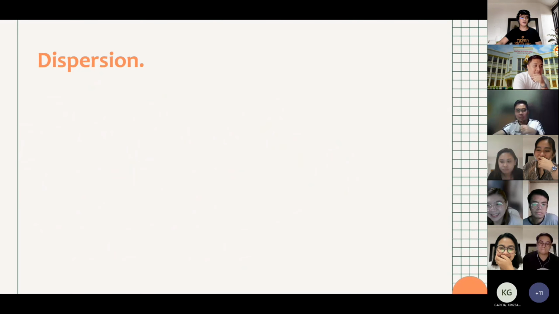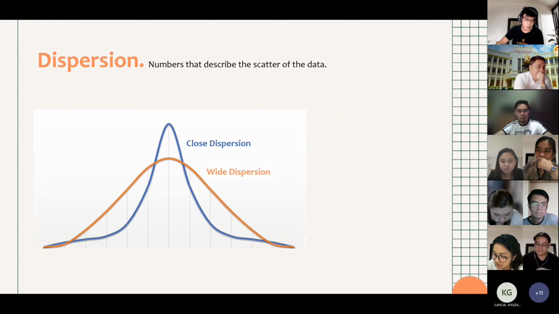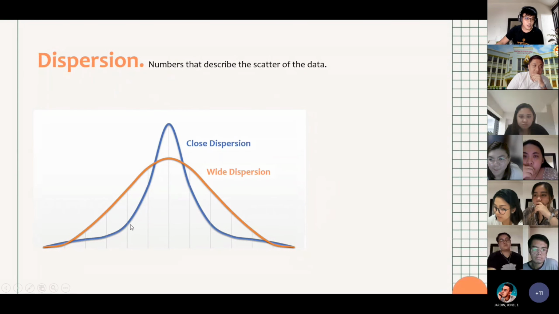First, what is dispersion? Dispersion are the numbers that describe the scatter of data, meaning yung pagkakahiwa-hiwalay, pagkakalayo-layo ng ating data. So we have two samples here. First is the close dispersion, which is the blue one. From the word itself, close, meaning ang given datas natin ay magkakalapit. For example, we have the median of 50 here. Then ang sumunod na data natin is 59, 58, 51, and 52. So magkakalapit ang ating given data sa close dispersion.